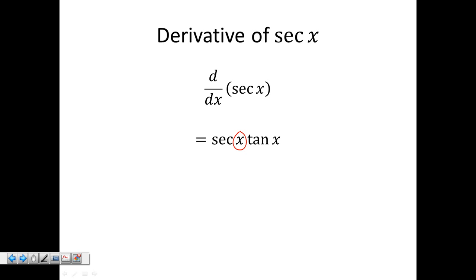So don't forget that term, and that's really going to become important later as these things get a little more complicated. The derivative of a cosecant x is a negative cosecant x cotangent x. And our last one, the derivative of a cotangent x, is a negative cosecant squared x.